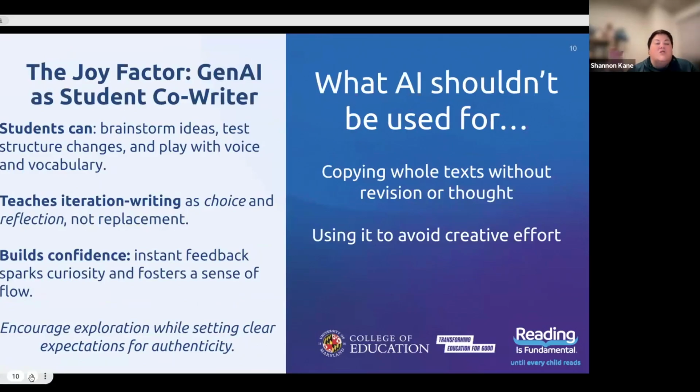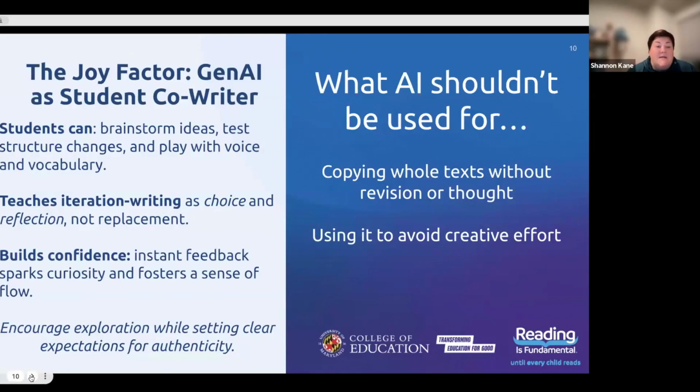And so what should AI be used for, that's what we really want to hone in on, but first let's look at what it shouldn't be used for, right? It's that we're not using it to copy whole text without revision or thought. And we're going to talk more about why we shouldn't do that, and using it to avoid creative effort, right? In fact, when used intentionally and in some of the ways we're going to talk about, it actually adds creativity and sparks creativity as opposed to shutting it down.